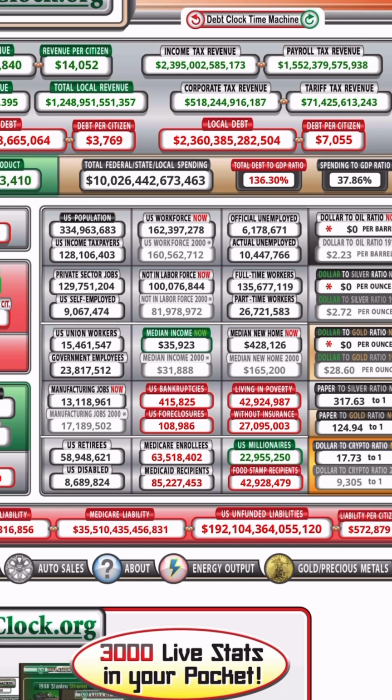And then the official unemployed numbers, what they have, actual unemployed. Compare these, the U.S. workforce has only increased a little bit. You look at the private sector jobs, 129 million jobs, which comprises all for-profit businesses not owned or operated by the government. U.S. self-employed people, individuals who work as sole proprietorships or partnerships, are considered self-employed. About 9 million people, union workers, government employees, manufacturing jobs.